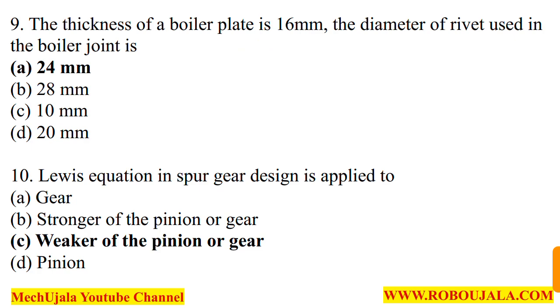I already told you the formula, and the formula is equal to 6 under root t. If you remember the formula, then they have given the value of t as 16 mm, which is the thickness of the boiler plate. So now by putting all of these values we can calculate the diameter of the rivet. So we will get 24 as the answer, which is the correct option.